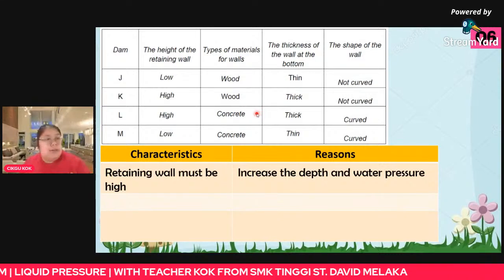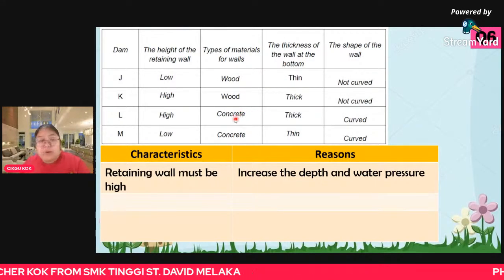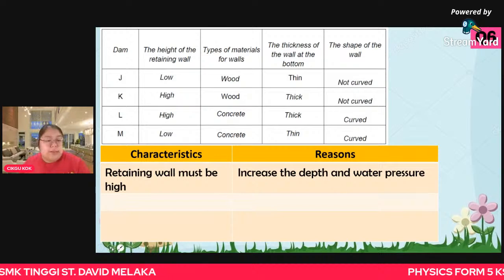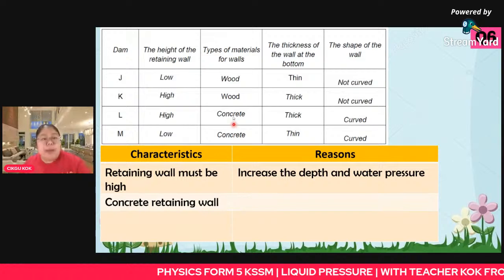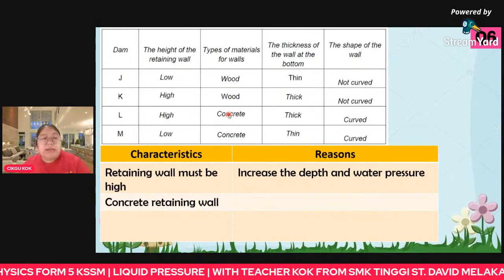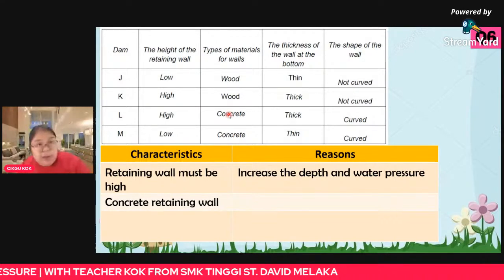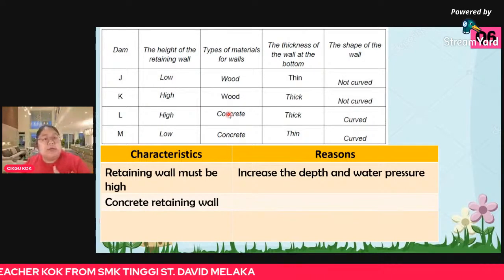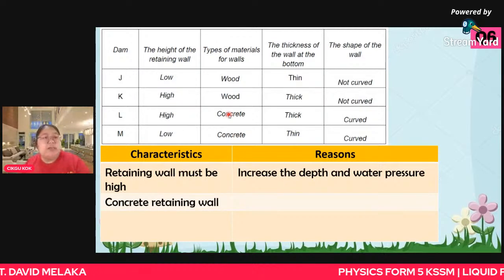Okay, concrete. Both students also say concrete. So we go to the answer. Okay, the retaining wall, the concrete retaining wall. The reason: we compare wood and concrete. Sure, the concrete is stronger, is it? So you can say stronger. You also can say hard. You also can say to withstand the high pressure. You also can say not easy to break.